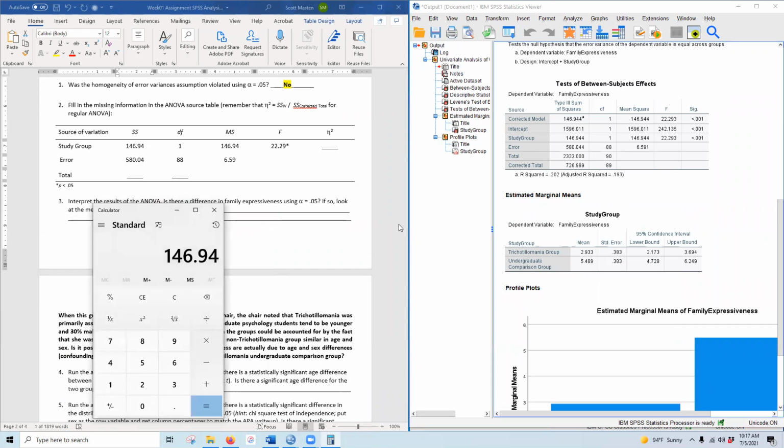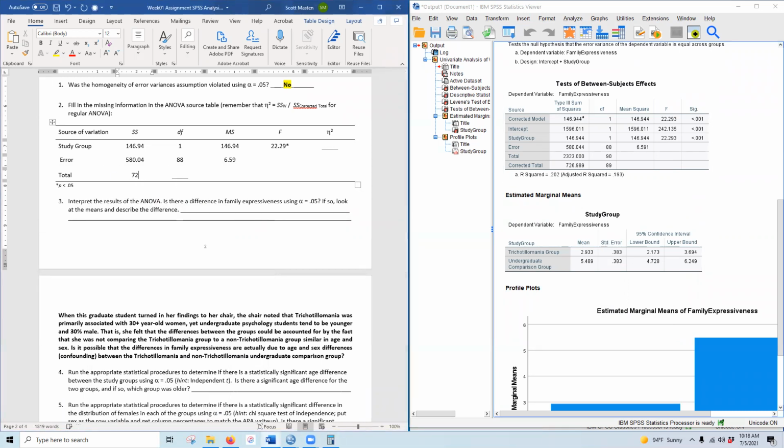So 146.94 plus 580.04 is 726.98. That is what was here. This comes to 99, but whatevs, right? 726.98. And our degrees of freedom, I can do that in my head, 89.